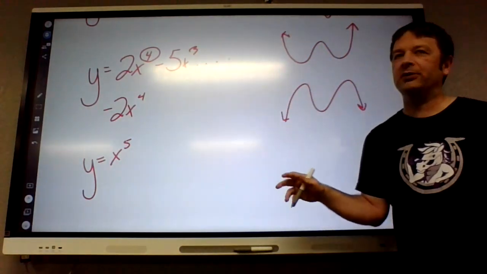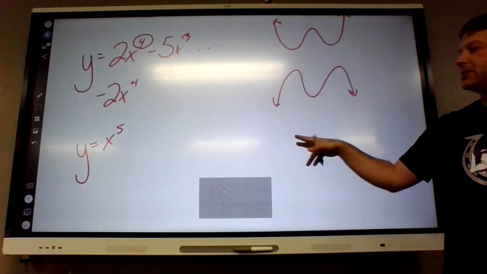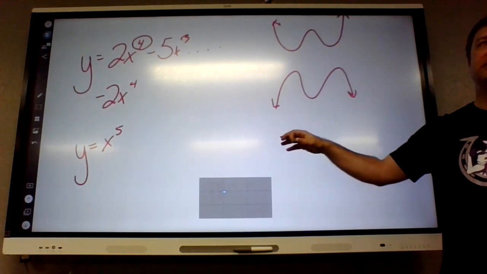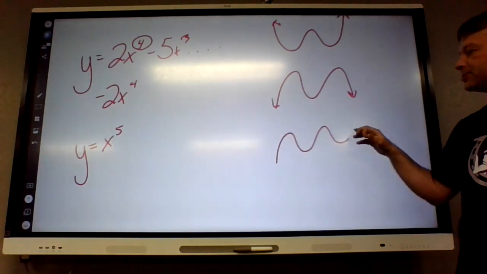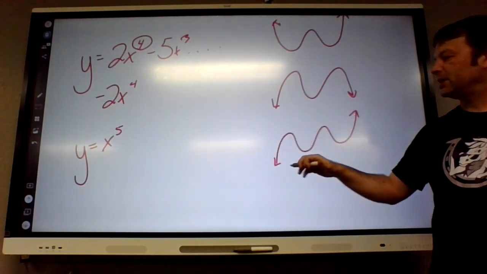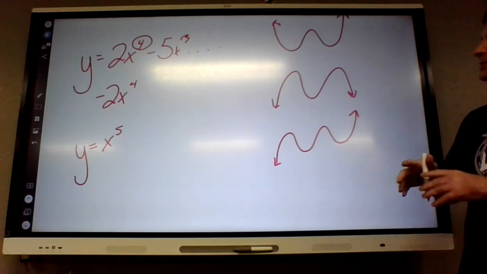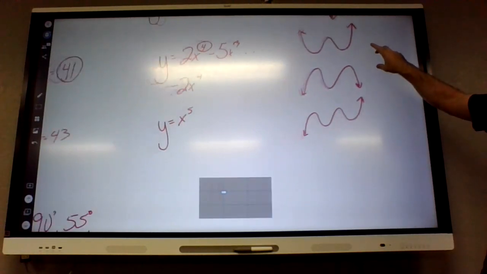Okay, let's try one more. X to the fifth. It's a kind of a double squiggle. Do you guys see any patterns yet? Yeah. It's very squiggly every time.